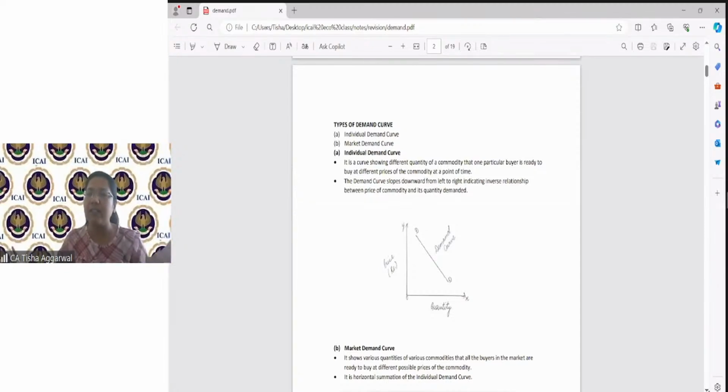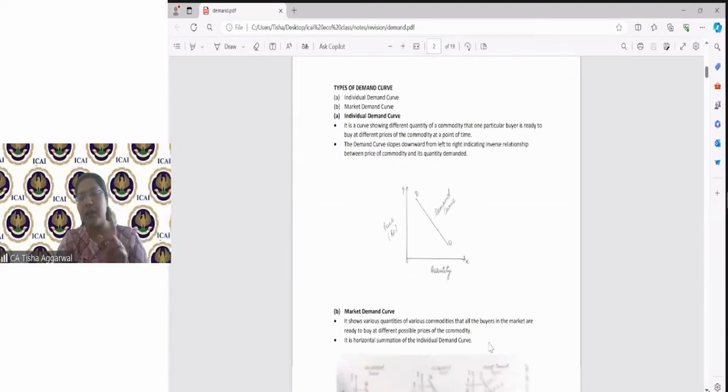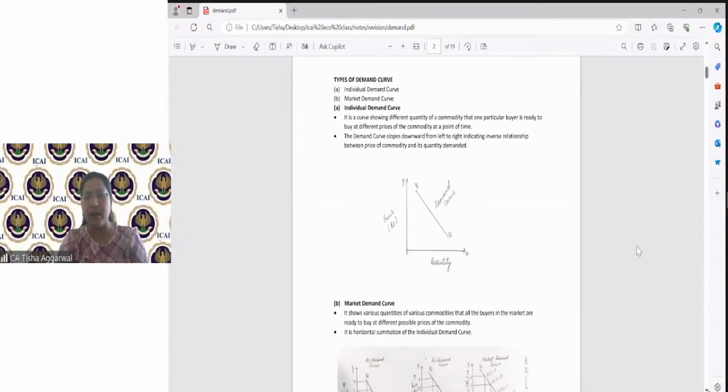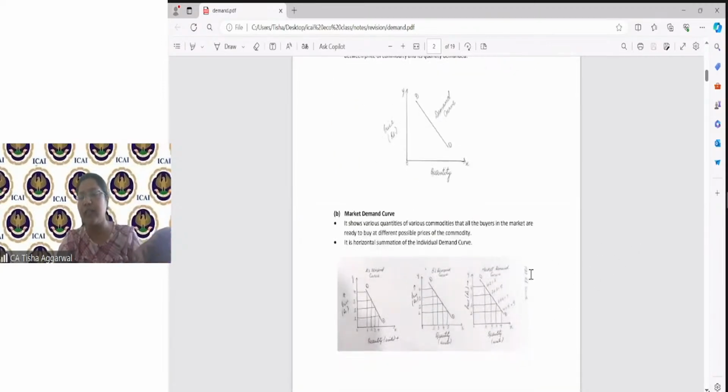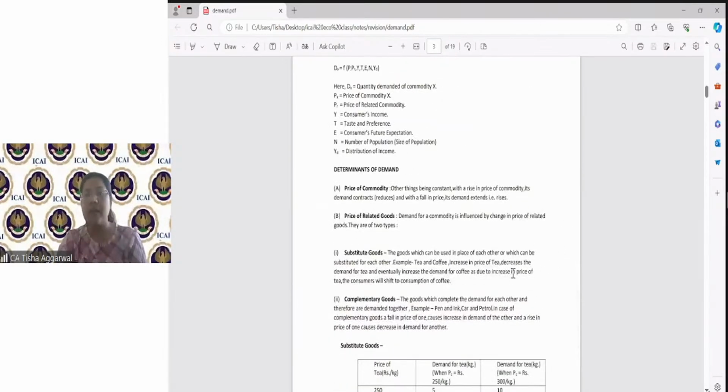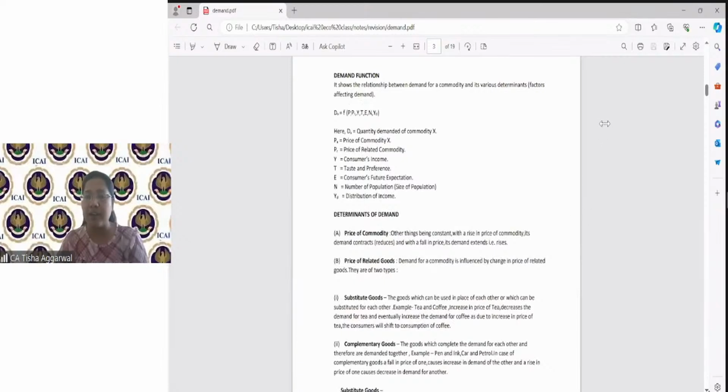After that, when we summate it all together, it will be called the market demand curve, wherein we are going to decide what quantities are consumed and demanded by different buyers at the given price and at the given time. Then we discussed what the demand function is. The demand function is basically a correlation between the price or other factors and how they will affect the demand of the consumer.